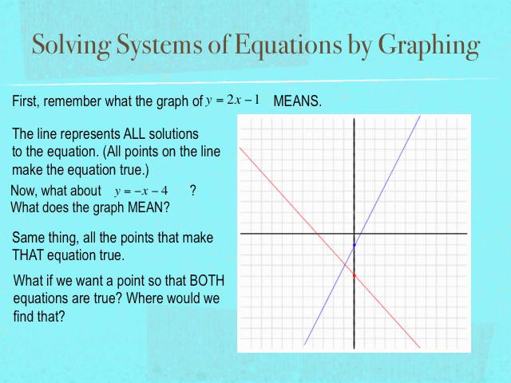Okay, what if we want a point so that both of the equations are true? Where would we find that? Not too hard to see, I hope. It's where the lines cross. It's the point of intersection. It's that green point right there.